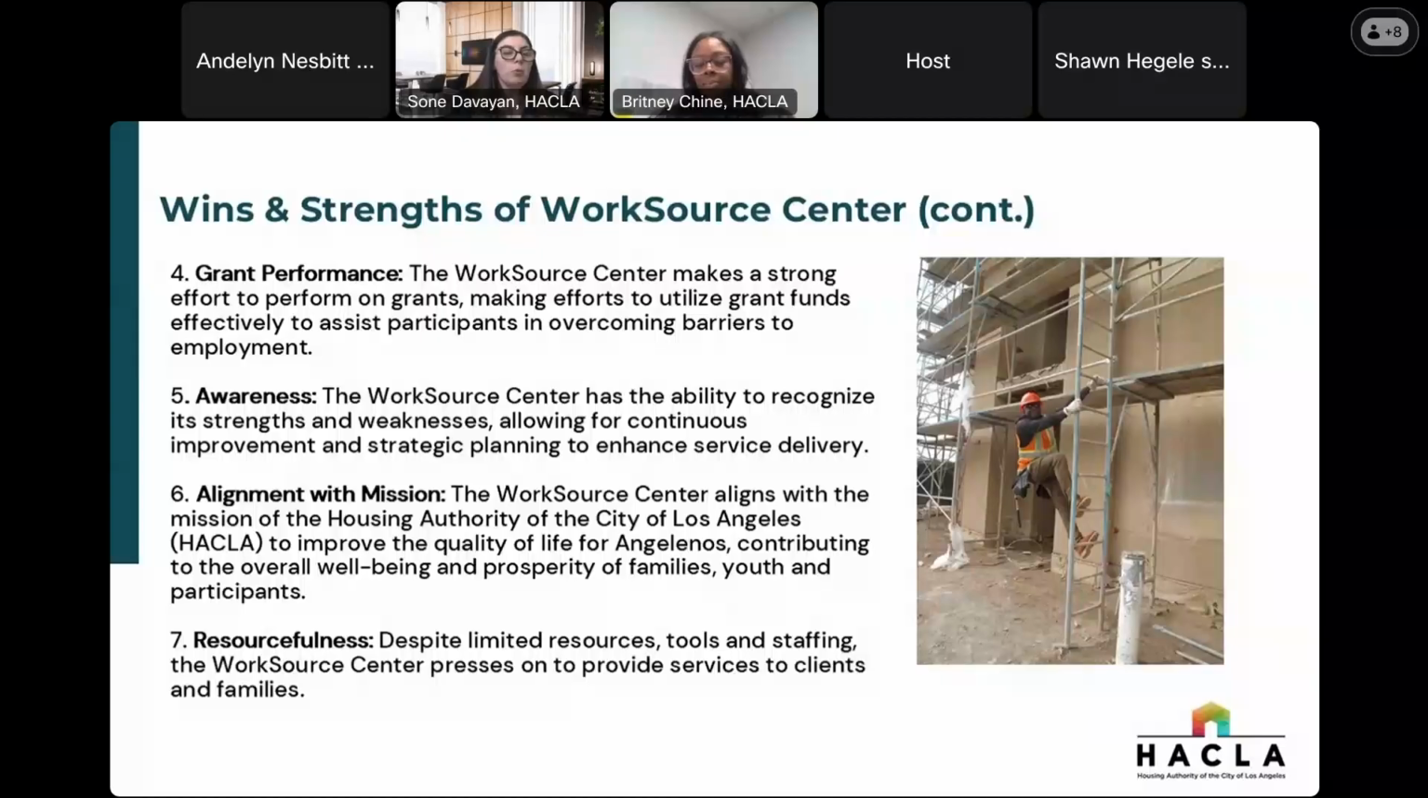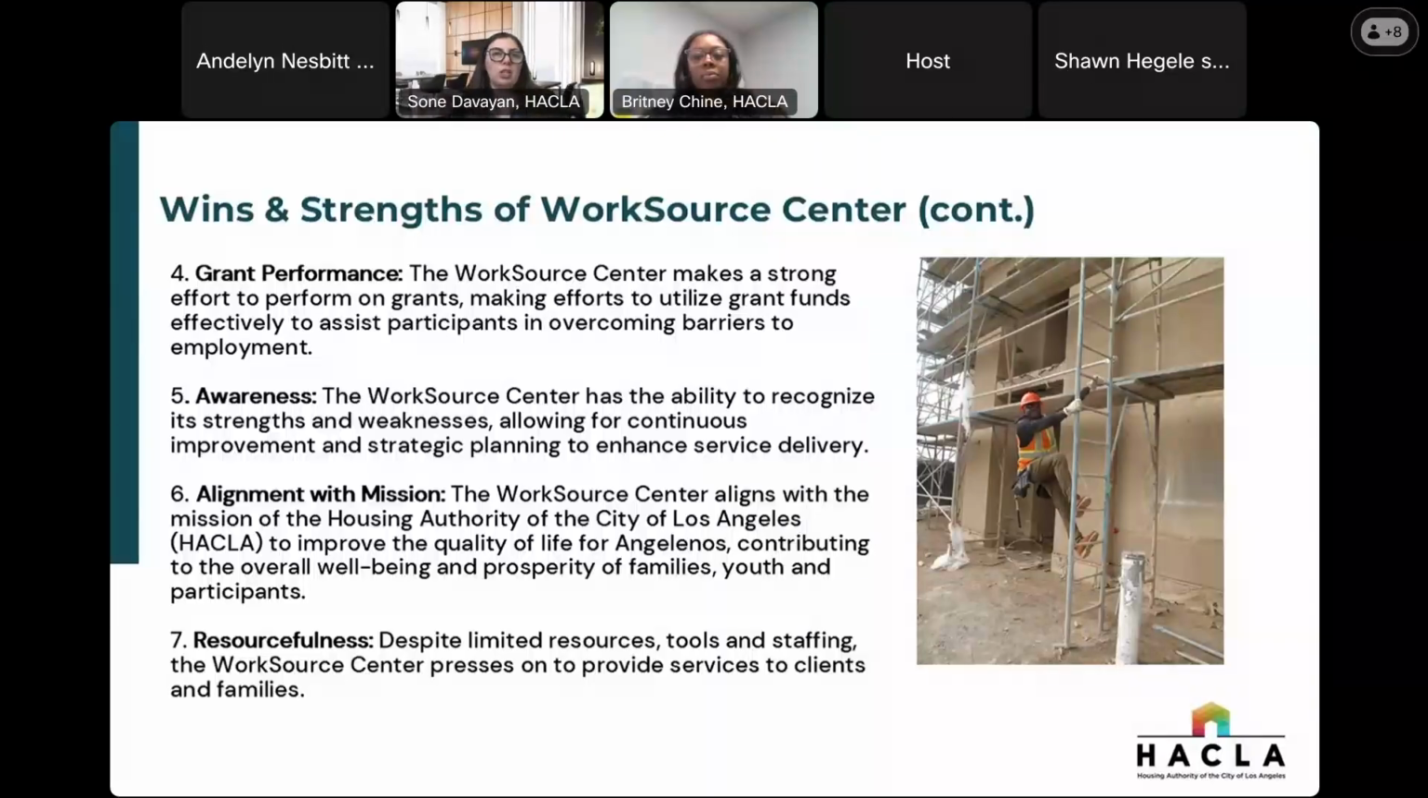Grant performance. WorkSource Center receives a lot of grants, and it is through these grants that we are able to assist our participants and bring in more and more resources and new programs to them for training. Our WorkSource Center is continuously looking for improvements and strategic planning to enhance the service delivery. We create new partnerships continuously, and in general, the WorkSource Center mission aligns with what we're trying to achieve at the Housing Authority. Not just to improve the quality of life, not just to provide housing, but also to better their family life and better their communities. It's that comprehensive, holistic approach that we have.